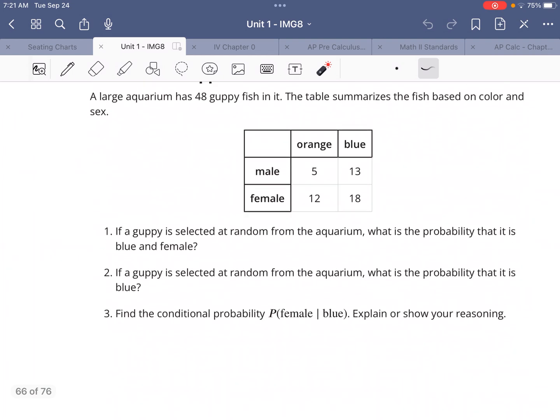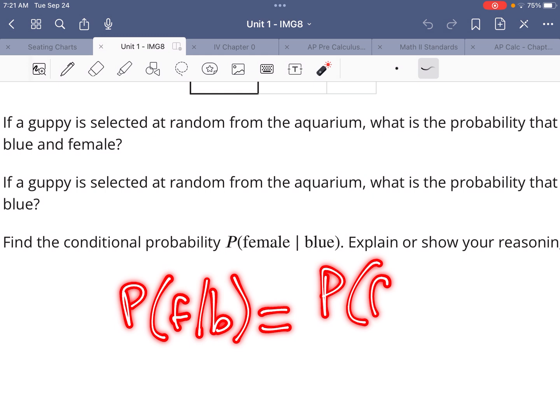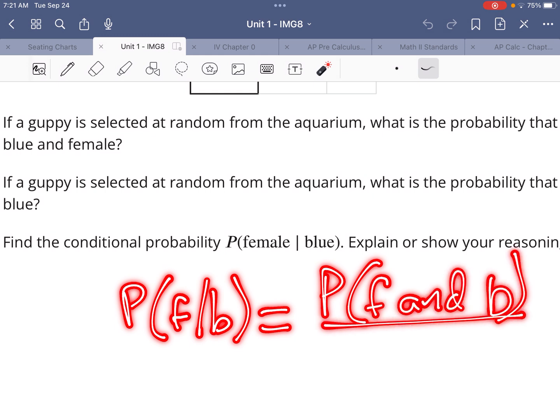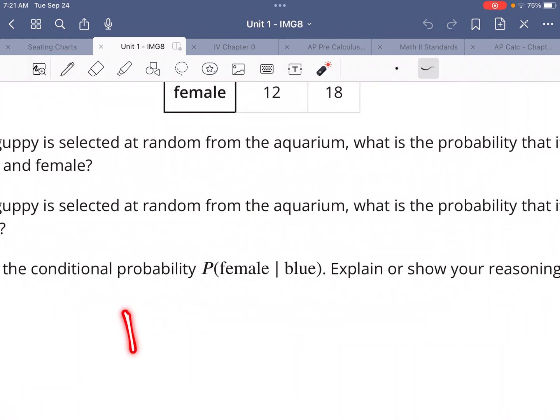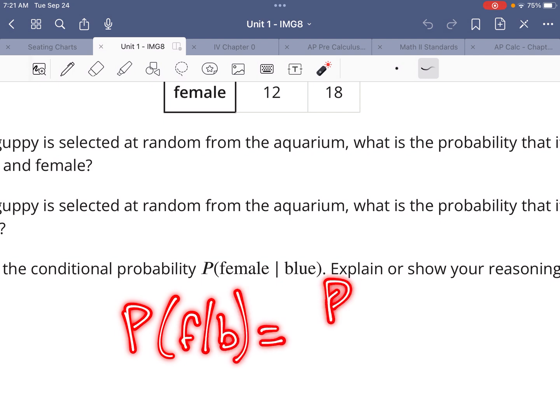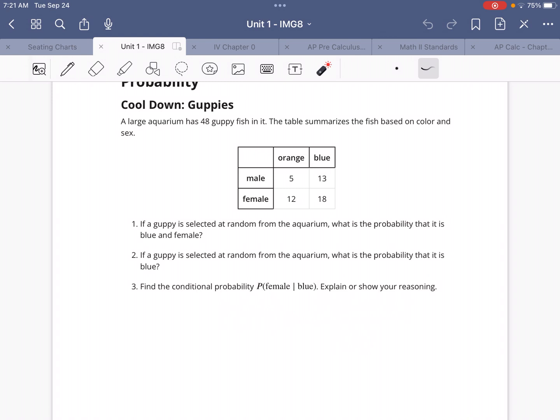So the probability that it's female given that it's blue could be the probability of female and blue divided by the probability of blue. So that's one way to do it. You could also just ask yourself how many blue ones are there and then how many females are there. Bottom number, top number.